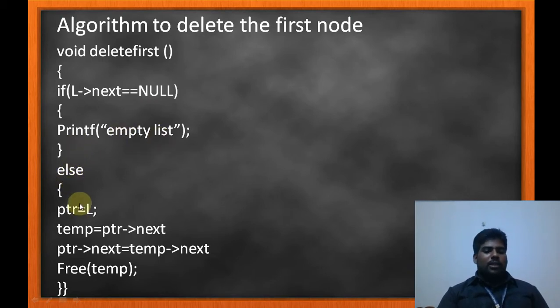Else I am assigning the starting position to PTR. So I am taking one pointer, this is a structure variable, and I am assigning the starting position to the pointer. Now I am going to use one temporary variable for deleting the first node. So temp equal to PTR next. What it means? The pointer's starting position next will be assigned, so the first node will be assigned to the temp.